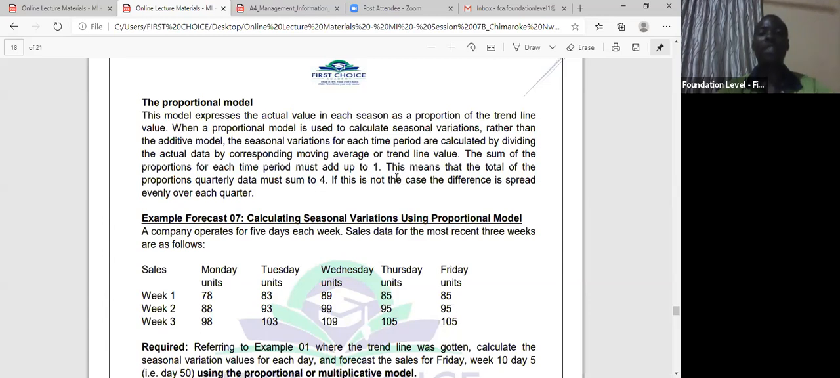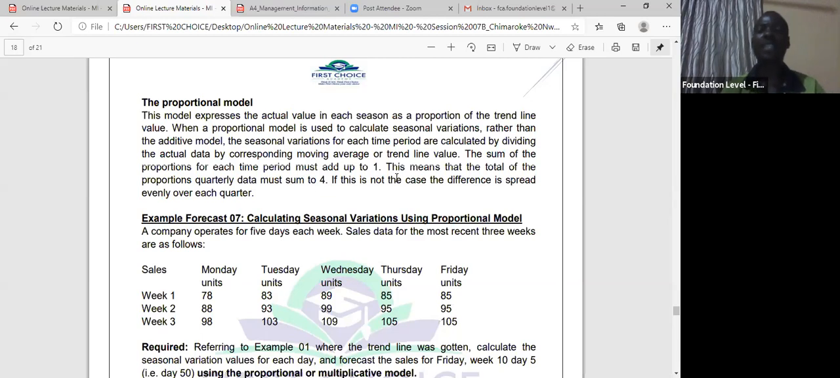Now, the average will follow this pattern. If you did a 5-day moving average, it means that if you are using the proportional model, your average must be equal to 5. If you do a 4-quarter moving average, your average must be equal to 4. That is how we'll do it.